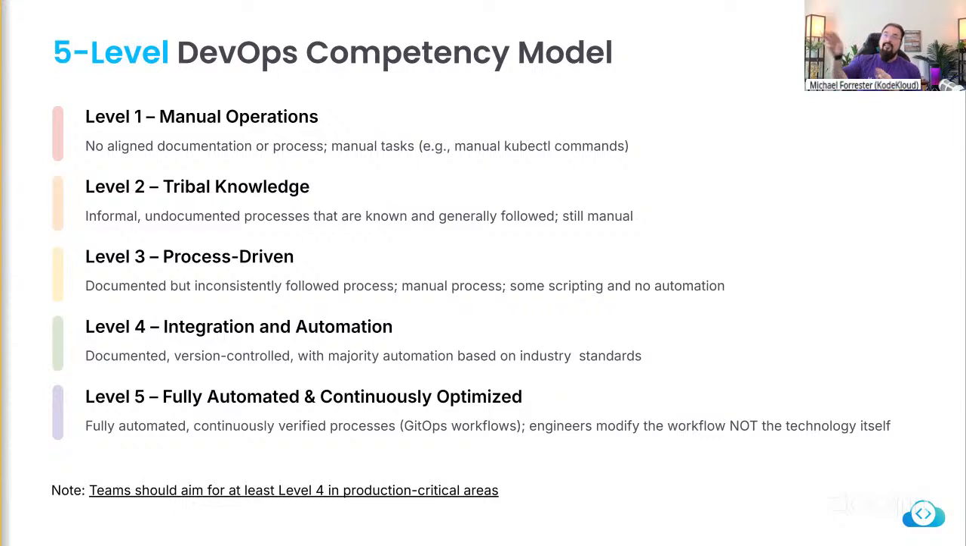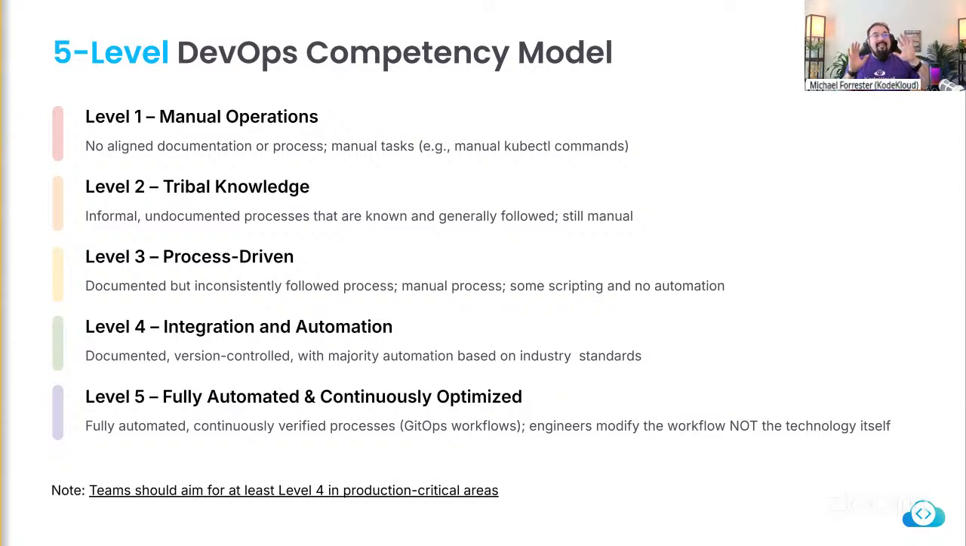Level three, process driven. So here, and again, let's pick on something very specific. Let's say logging, right? They've got documented logging, but it's not implemented consistently with all of the apps or even Kubernetes itself. It's a relatively manual process because you've got to go in there and turn the logging on. There's some scripting, but not necessarily deep levels of automation, but it's process driven. Like, we've got a process. That's level three.